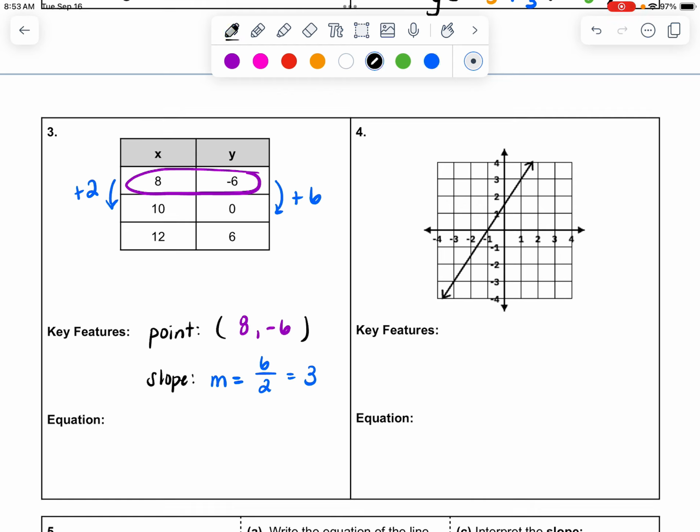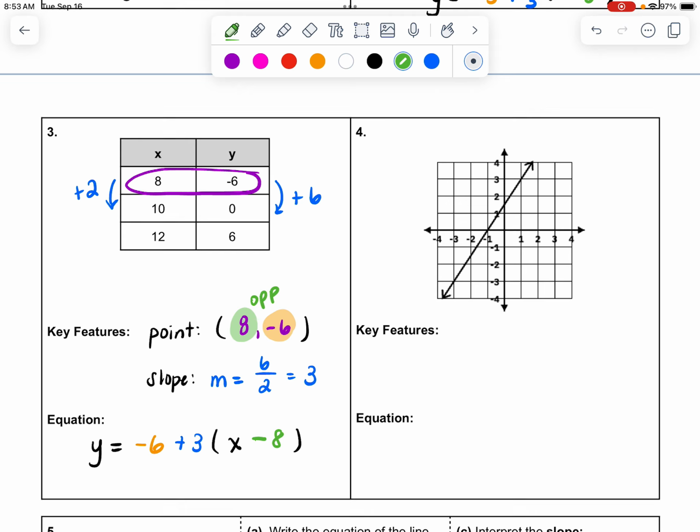Then I'm going to write my equation. Y equals my y value, which is -6. Then my slope number, so +3, and then parentheses x. And inside of the parentheses, I'm going to put the x number, but I'm going to make it the opposite. So instead of +8, I'm going to write -8 inside of my parentheses.